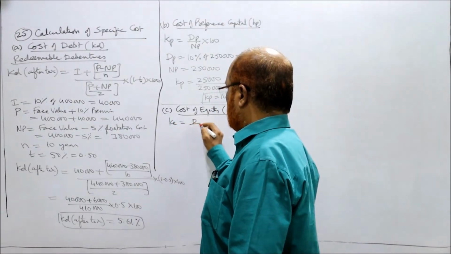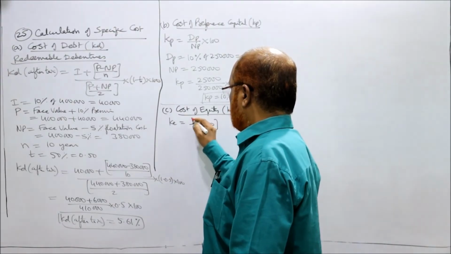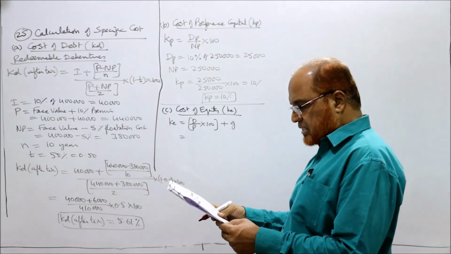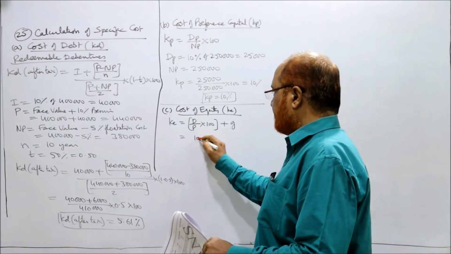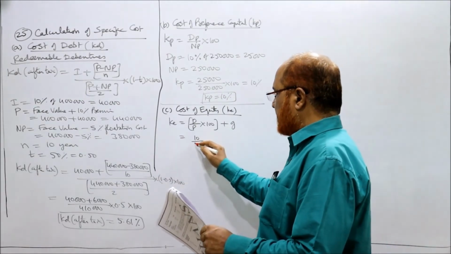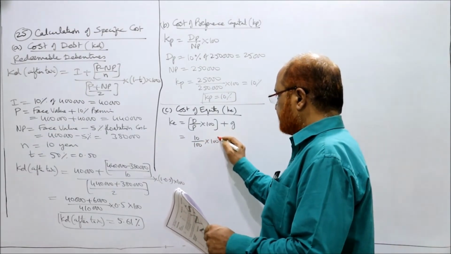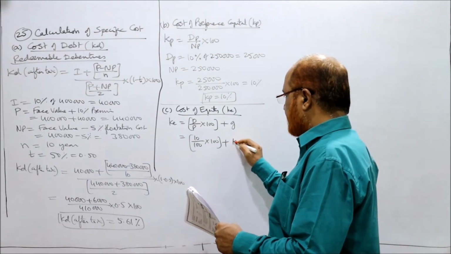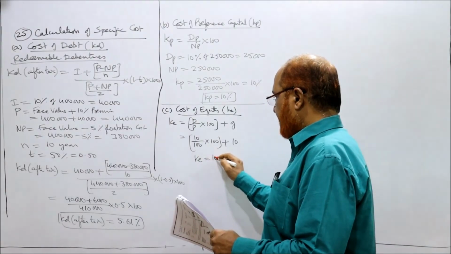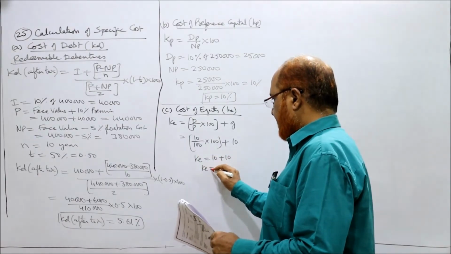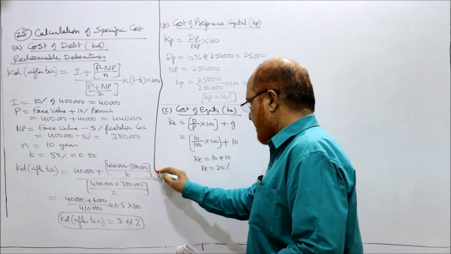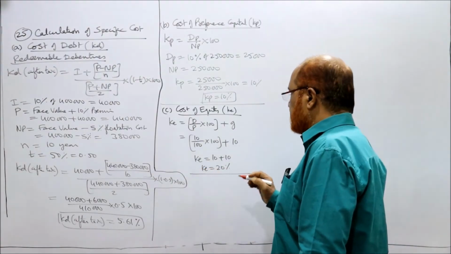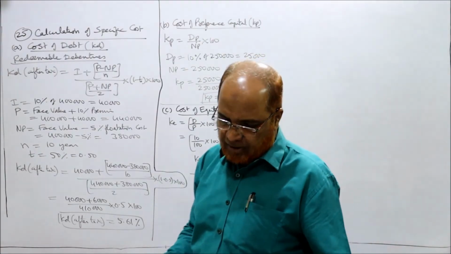KE is equal to D by P into 100 plus G. Dividend: how much is the dividend given in the last line? 10 rupees. Market price per share, selling price, is 100 rupees. Growth rate in dividend is 10%. We got it. KE is equal to 20%, right?